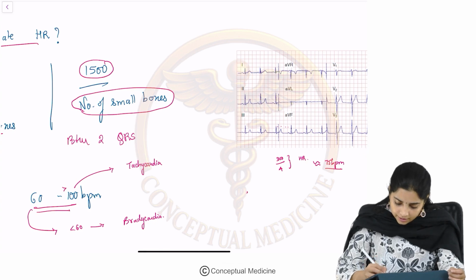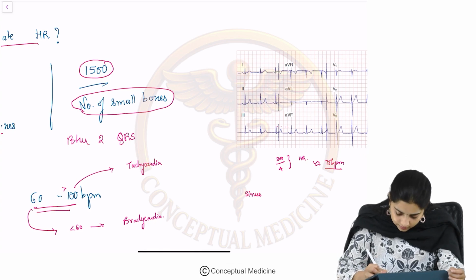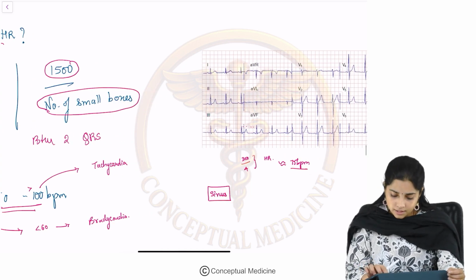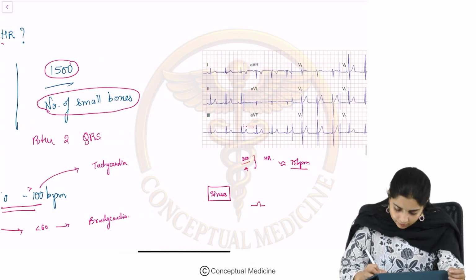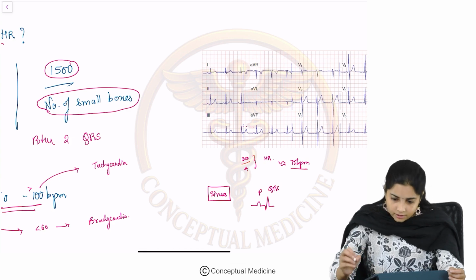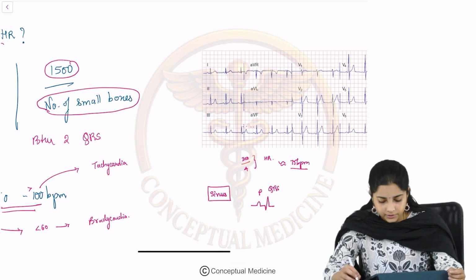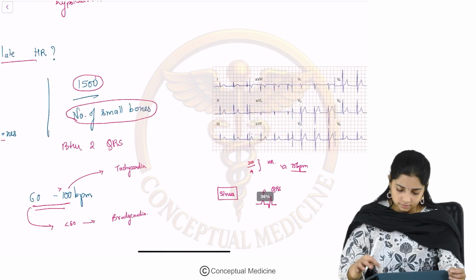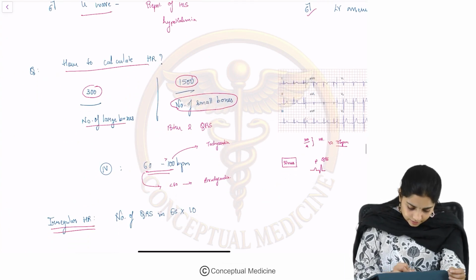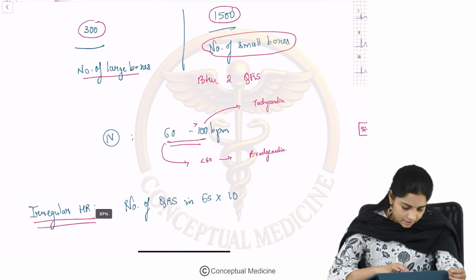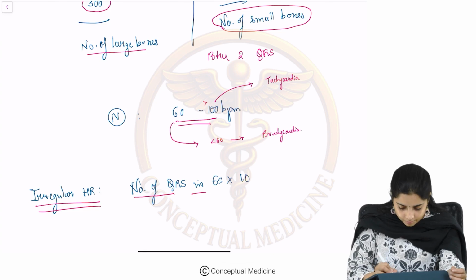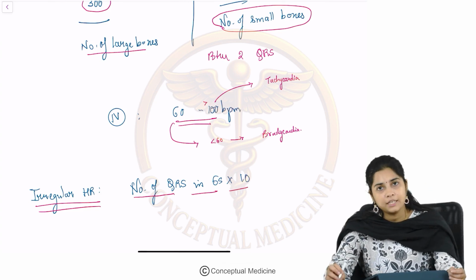Okay. And what do you mean by this term sinus? We call it a normal sinus rhythm, right? If every P wave is followed by a QRS complex, then we call it a sinus rhythm. Okay. Fine. Now what happens when the heart rate is irregular? Then you have to count the number of QRS complexes in 6 seconds and multiply it by 10.